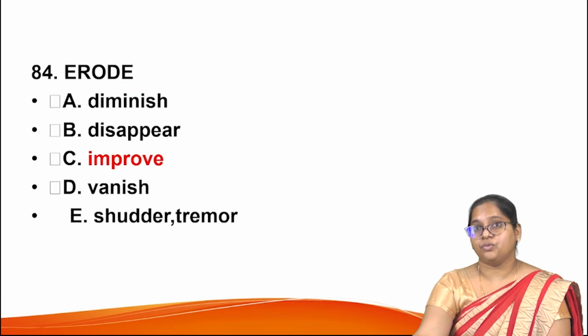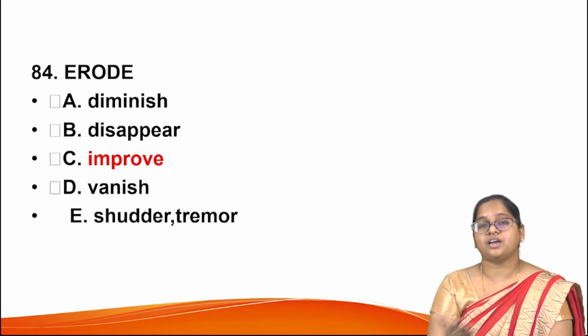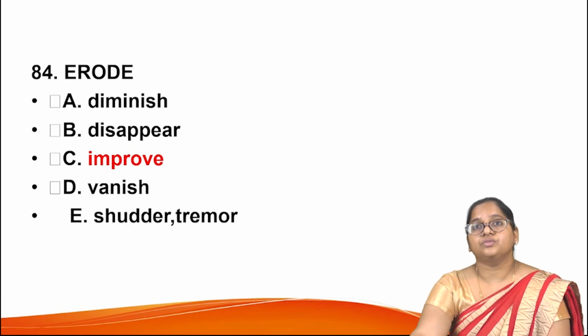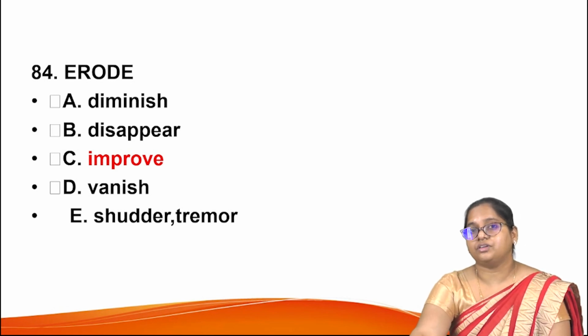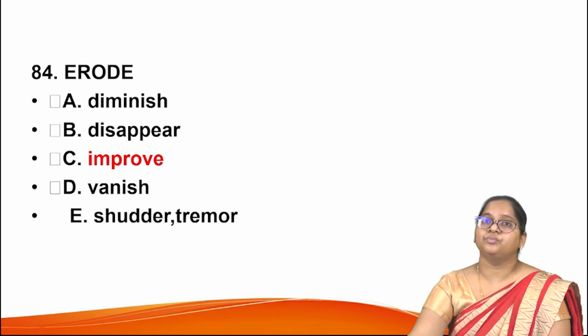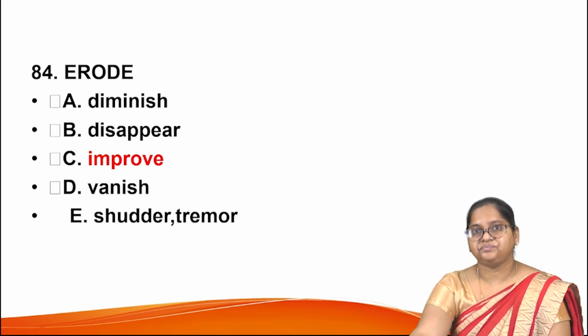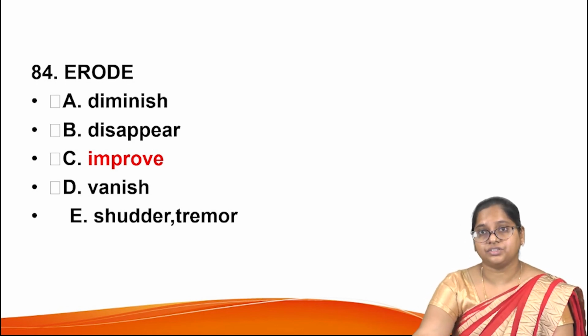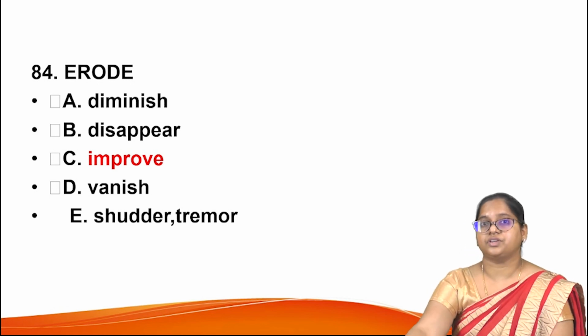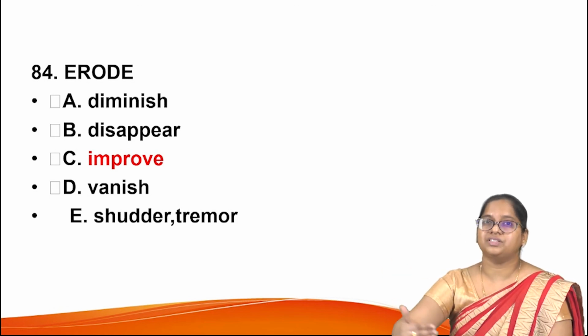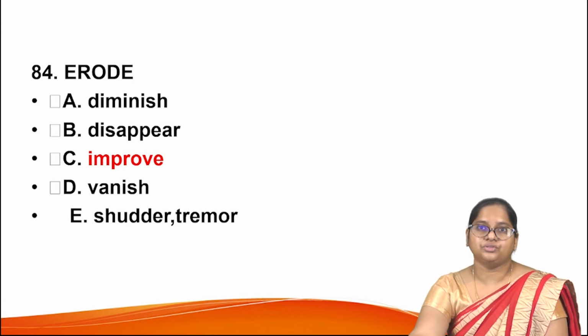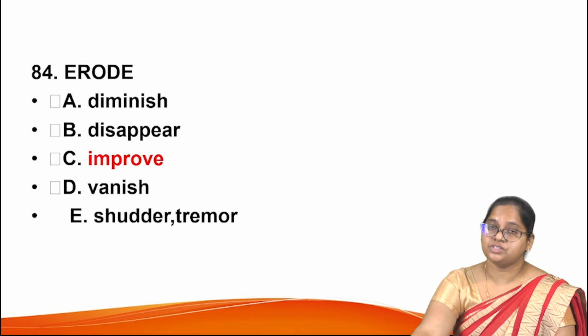Erode. Eroded means something which is tarnished, removed. That is the sense. So look at the options given. Diminish, a little smaller in size. Disappear, completely not there. Improve. Vanish, disappearance again. Shudder means a sudden shake, tremors, like an earthquake, shivering. So eroding is something which is removed or not there, but with improvement you can really expect something good to happen. So you can take that as your antonym. Option C is the right answer.